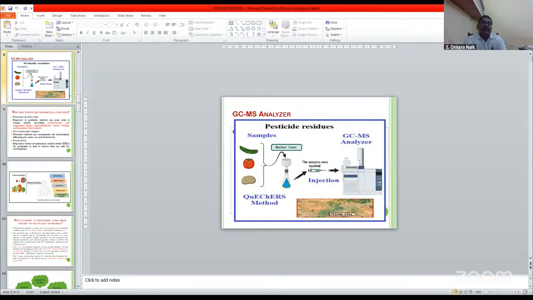Okay, alternate or complementary methods. Ozonization: nowadays some labs are doing it, and osmotic dehydration is also available. And home gardens and locally sourced produce. As I was telling, it is better if we can go for our own kitchen gardening wherever space is available. There we can grow whatever vegetables or leafy vegetables in our backyard.